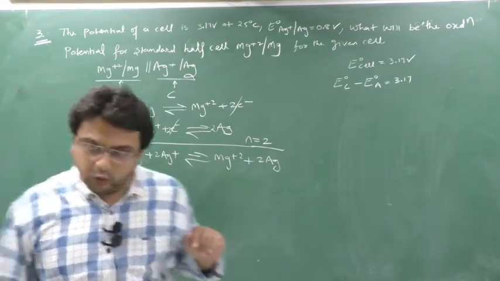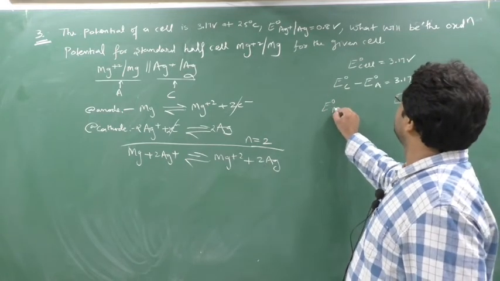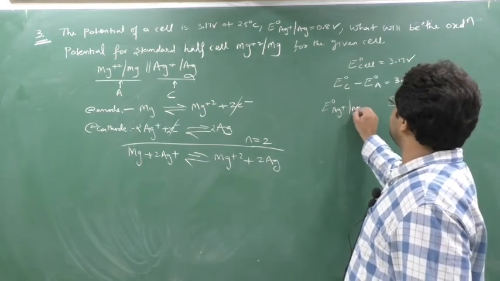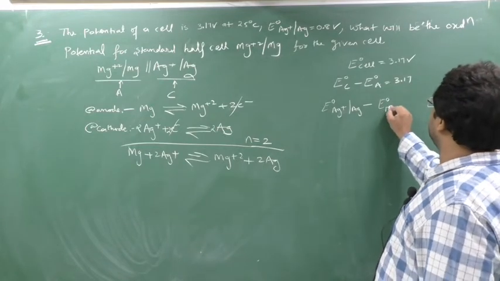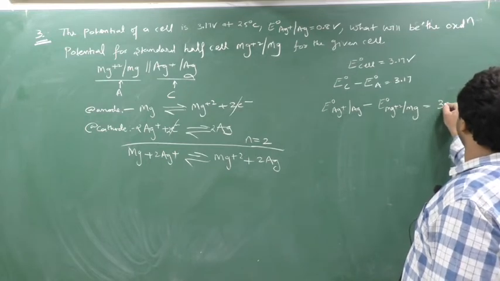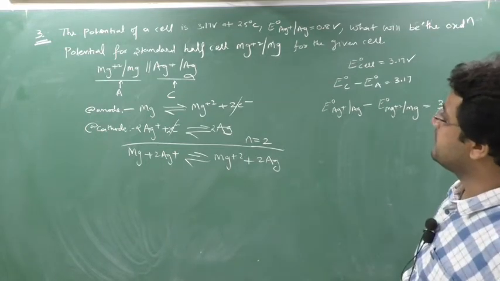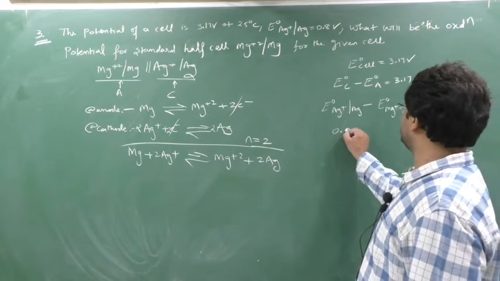Now who will be acting as cathode? Silver. So E0 Ag plus slash Ag. What will be the anode? E0 Mg plus 2 slash Mg, and the cell is equal to 3.17. What is the silver value? Silver is 0.8, beta. 0.8.